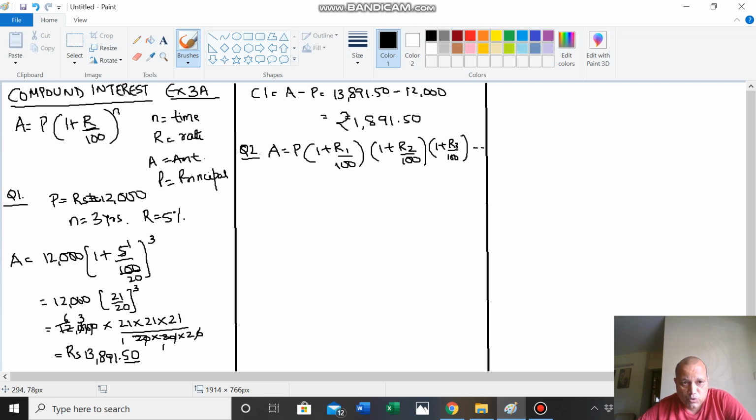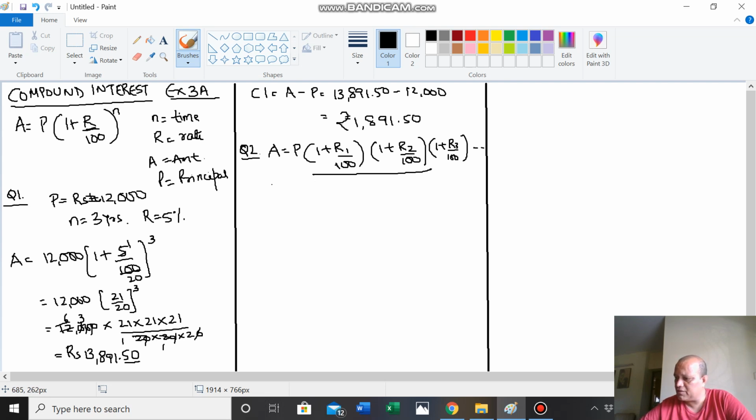If n is 2, this will be (1 plus r by 100) multiplied with (1 plus r by 100), right? And in this case, if it is 2, this is the rate for the first year, this is the rate for the second year. There's no difference. Just that in case the rate itself is different for different years, this is the formula that you'll use. So let's go.